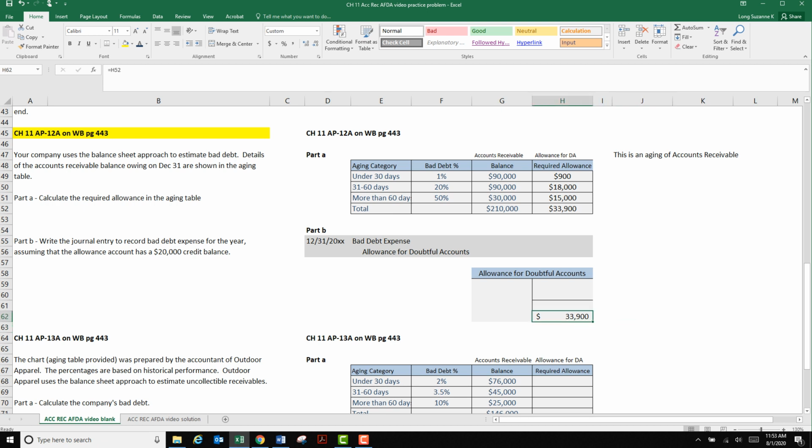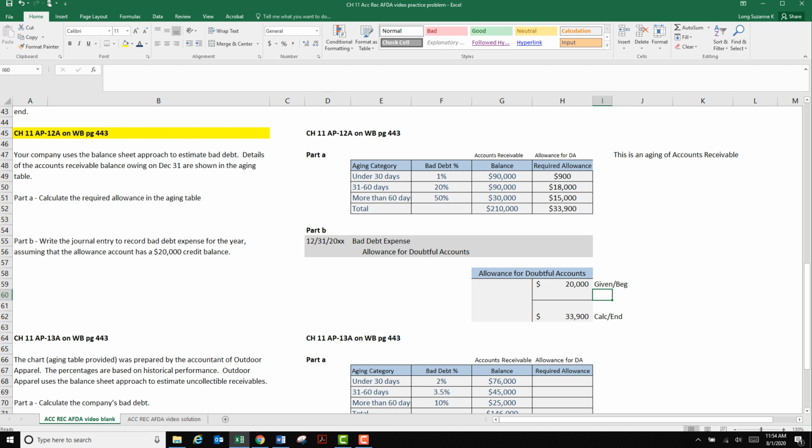Got this set up and ready to go. Oh yeah, we need more over here. Assume that the allowance account had a $20,000 credit balance. Okay. Bam. Okay, now we're cruising. So this was given, and this is the beginning balance. This was calculated, and this is the ending balance.